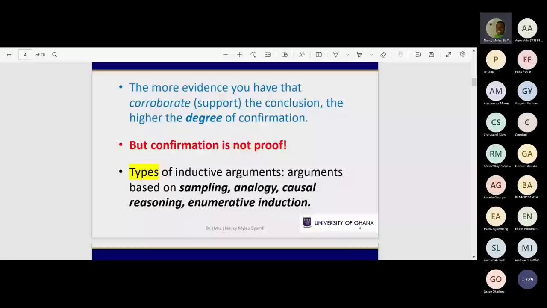So the more evidence you have, you are only increasing the degree of, like we say, probability. Probability is never equal to one. It's never certain because there's always the potential of what? A counterfactual. So you will see what is in red on my screen now, on slide number 4. You have to understand the concept.